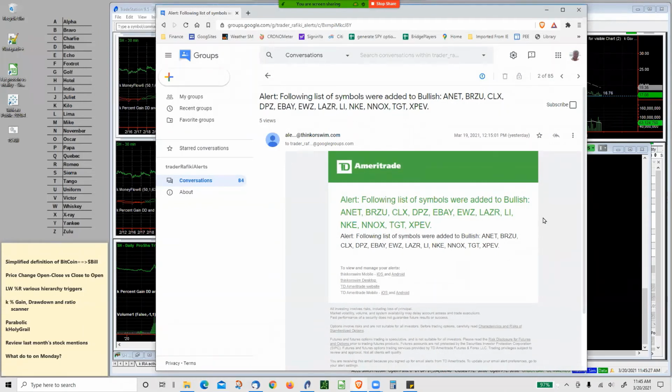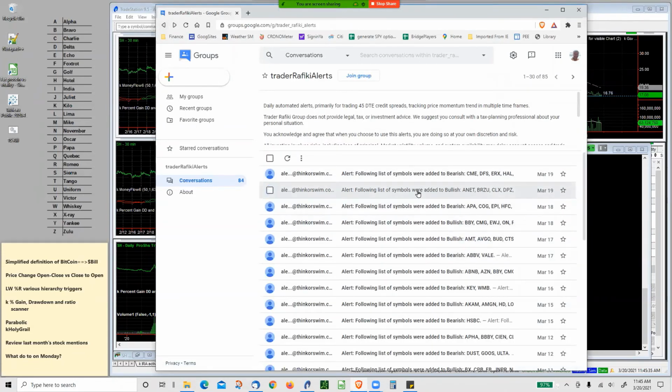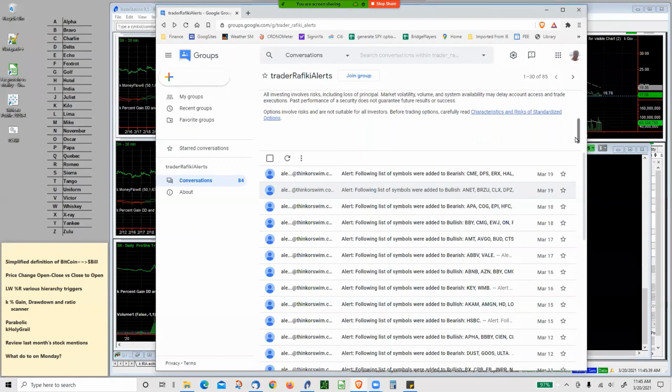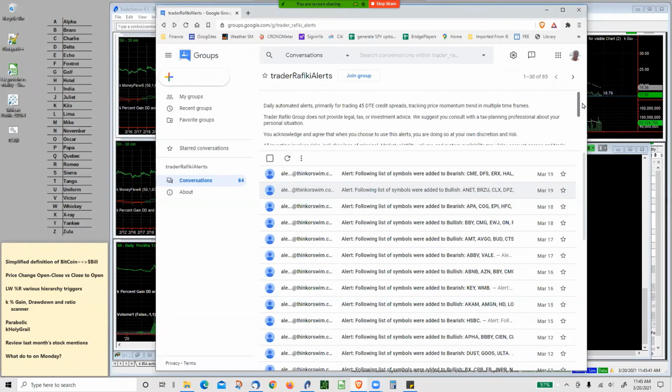And what's your criteria there for that? If you read the instructions, go back to the page. Yeah, on the top. Okay. All right, we can see it. Yeah, there's some disclaimers, but the first line says tracking price momentum trend in multiple timeframes. That is the criteria. So this is the one that you're using for your verticals and your option trades? Yep.